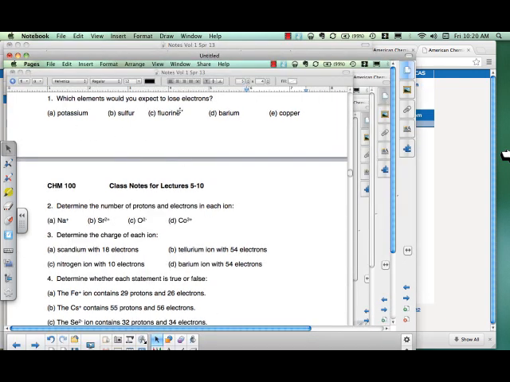All right, so which elements would you expect to be losers? Well, they have to be metals. So if you have to, go to your periodic table, pause, and identify where those metals are. But that's what essentially you're asking. Which of these are metals? Okay? Potassium is a metal. Sulfur is not. Fluorine is not. Barium is a metal. Copper is a metal. So knowing which are metals and nonmetals is the beginning of understanding ionic compounds, because they are going to be a metal and a nonmetal. All right?